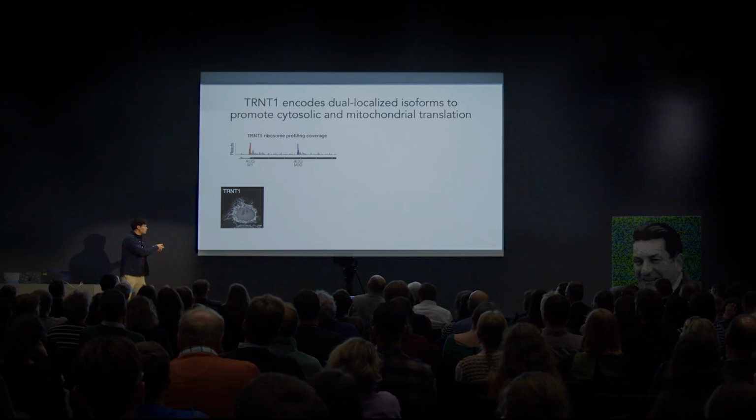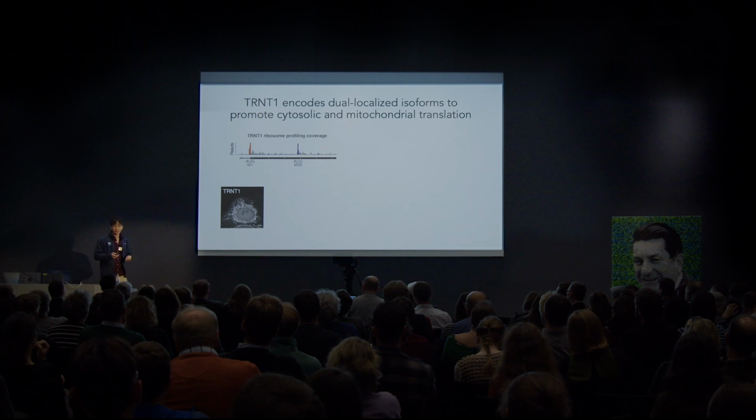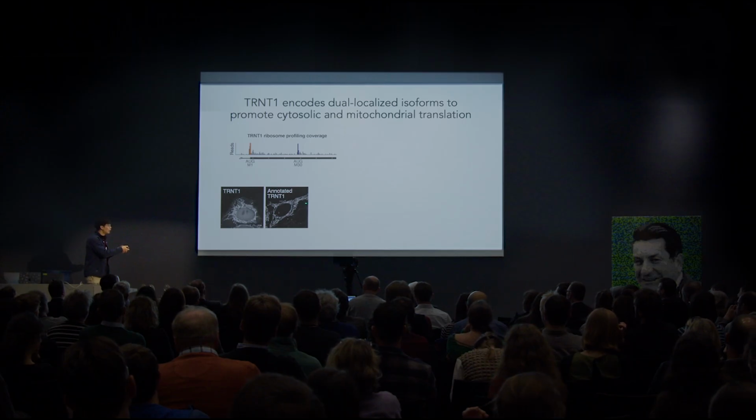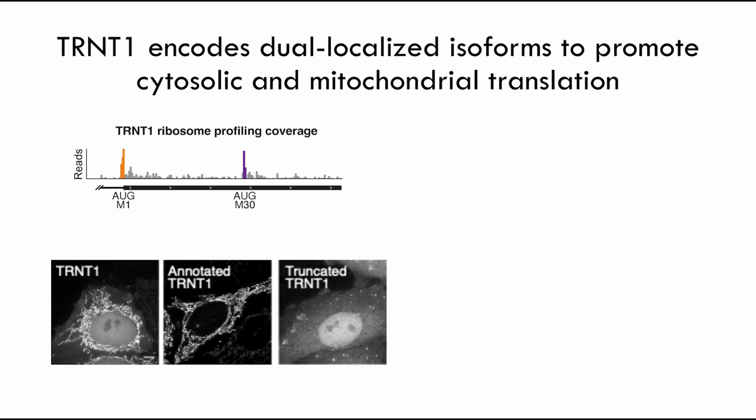When I took the cDNA of TRNT1 and plopped the GFP at its C-terminus, you get this beautiful dual localization to the nucleus and the mitochondria. But how does a single RNA produce dual localized proteins? I showed that this was through alternative translation of TRNT1, and I was able to deconvolve this. Annotated TRNT1 only localizes to the mitochondria, and truncated TRNT1 only localizes to the nucleus.